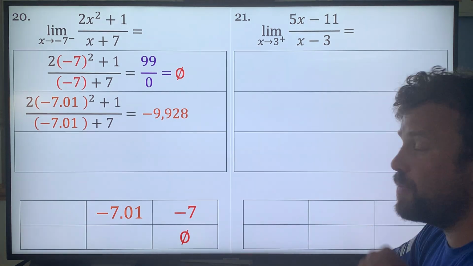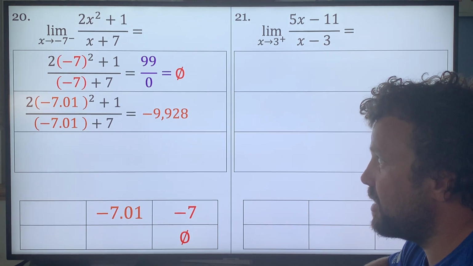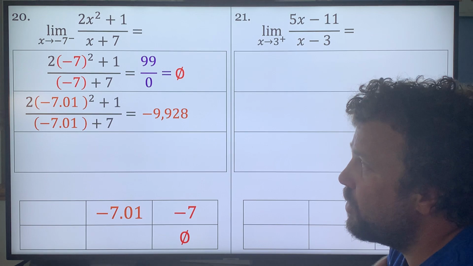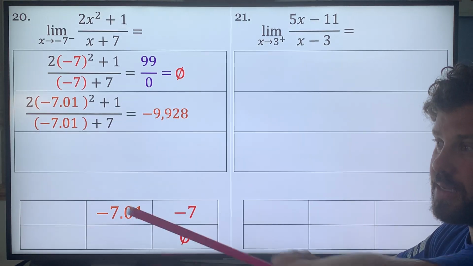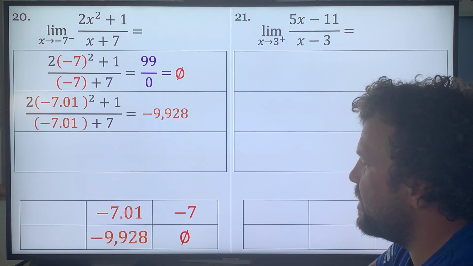All right, you have to always put negatives in parentheses, the numerator in parentheses, and the denominator in parentheses. Because when you square this, it's going to become positive. But if you don't use parentheses there, your calculator would just think of it as a negative times the positive number squared, making it negative. All right, so that's negative 9,928.